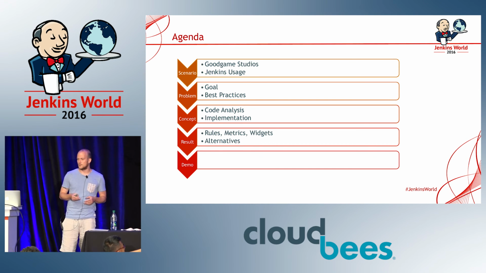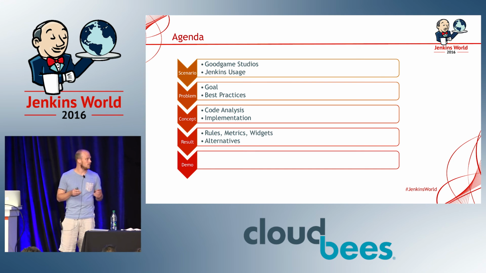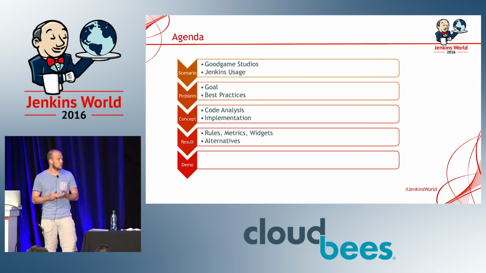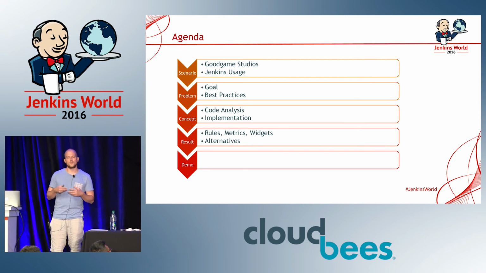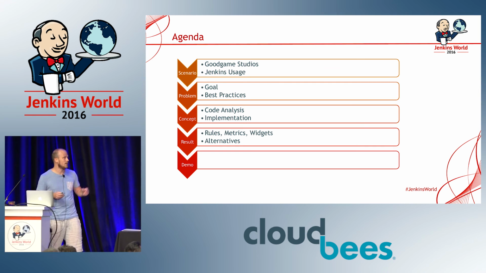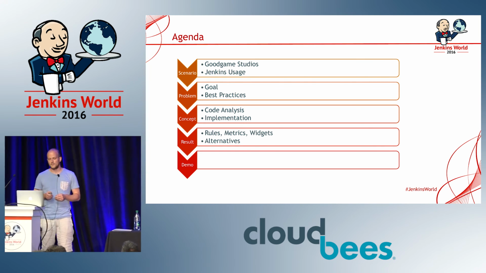This already brings us to code analysis. We will shortly go over code analysis and why I think that code analysis might be a good tool to tackle this problem. And then we'll shortly go over the implementation. We will talk about some rules, some metrics, some nice way to display it in form of widgets, and in the end, some short outlook and alternatives, what else there might be in order to maybe do a similar attack on this. And in the end, I will show you a small demonstration about how this currently looks like.